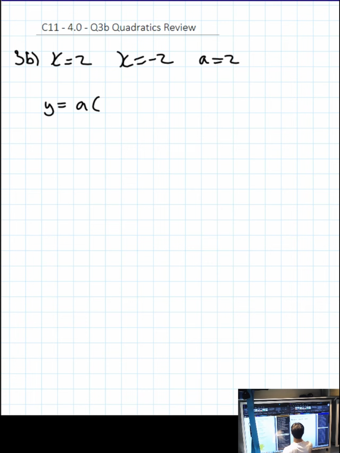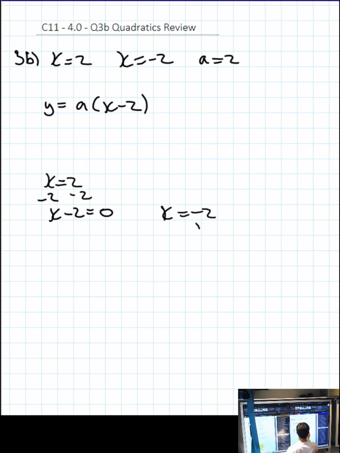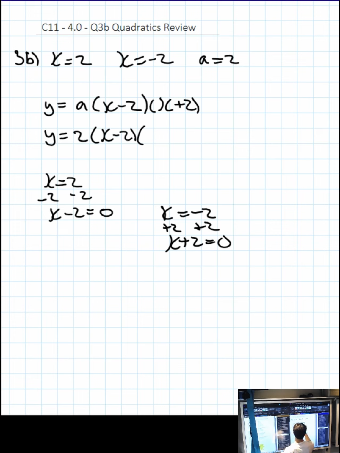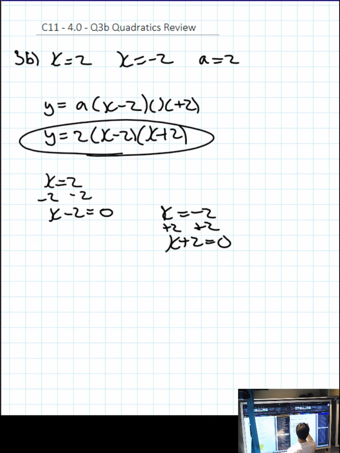So let's rewrite x equals 2 from above, and let's minus 2 from both sides. So x minus 2 equals 0. And we can put that in the first brackets above, x minus 2, close bracket. And then down below, x equals negative 2. And we can add 2 to both sides, and x plus 2 equals 0. And then we can put that in the second set of brackets. But this time they've given us an a value, so we can just put 2 in for a. So y equals 2 open, x minus 2, close open, x plus 2. And circle our answer.